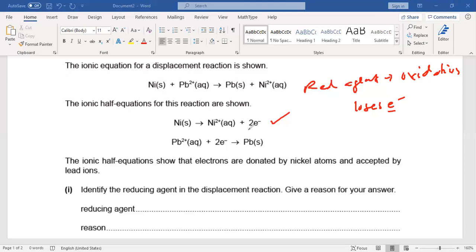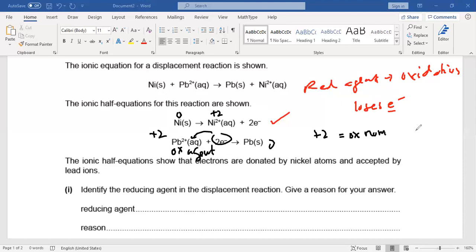All right, so while Pb is reduced, we call this one the oxidizing agent, because it accepts electrons. That's why the oxidation state of Pb decreases from +2 to 0. And for nickel it increases, because initially you have 0 and now you have +2.